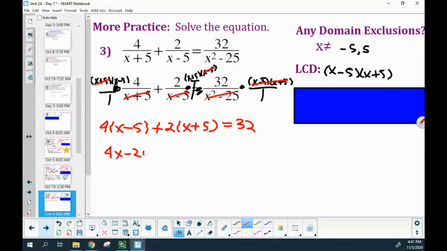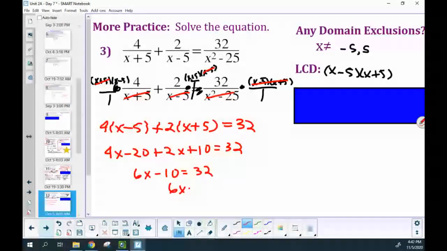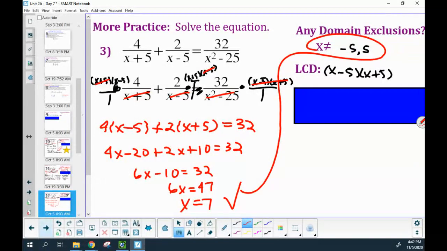4x minus 20 plus 2x plus 10 equals 32. Now again, we're back in Algebra 1, so this shouldn't be hard to do. 6x minus 10 equals 32. 6x equals 42. X equals 7. Just before you get excited and say, I'm done, you double check your extraneous. Nothing's in the way. You are out. And you know that 7, if you put it in the left side and the right side of this problem, those two problems will turn out identically.